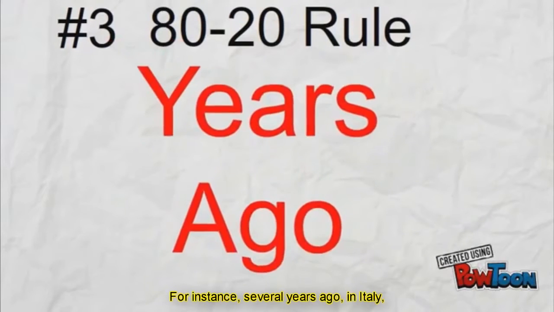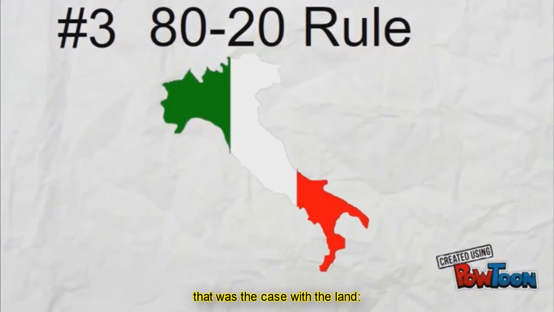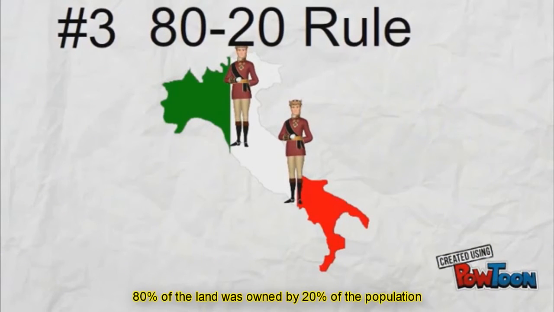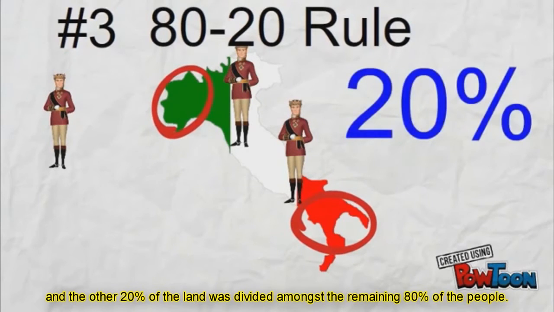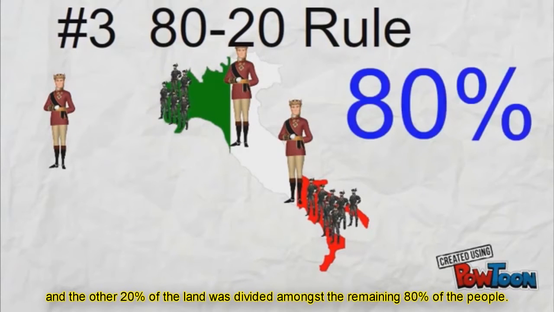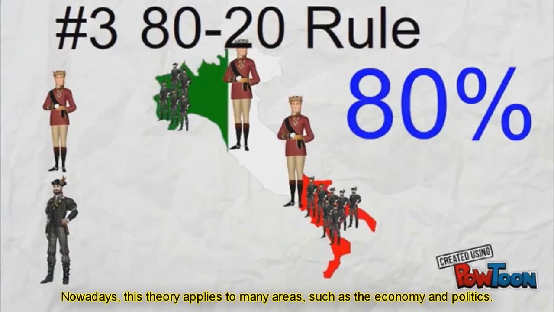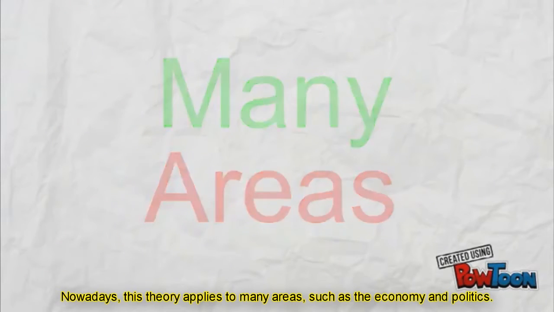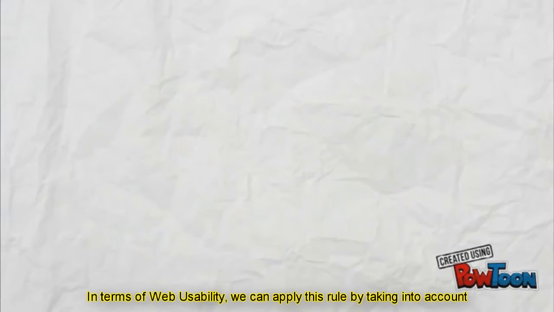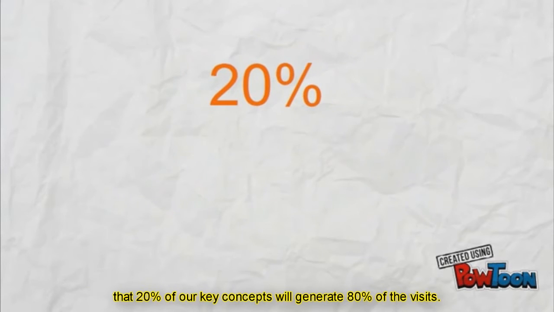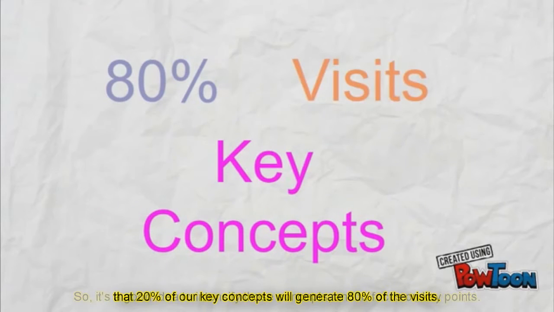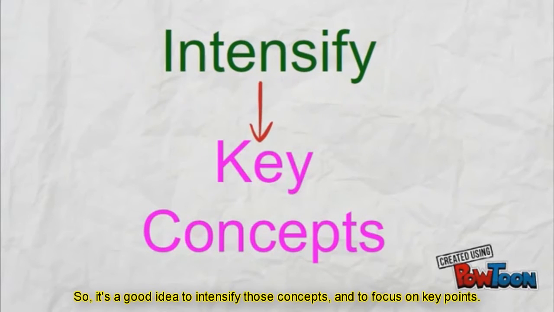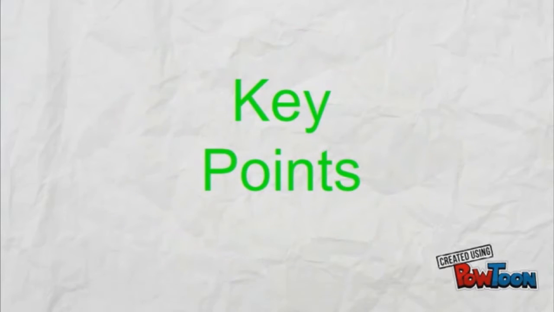For instance, several years ago, in Italy, that was the case with the land. 80% of the land was owned by 20% of the population, and the other 20% of the land was divided amongst the remaining 80% of the people. Nowadays, this theory applies to many areas, such as the economy and politics. In terms of web usability, we can apply this rule by taking into account that 20% of our key concepts will generate 80% of the visits. So it's a good idea to intensify those concepts and to focus on key points.